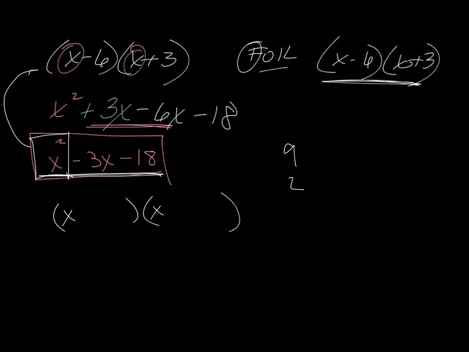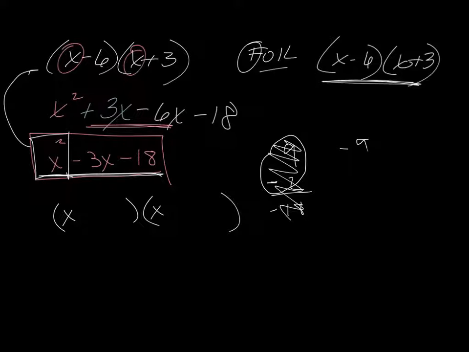Well, if I multiply 9 and 2, do I get negative 18? No, I get positive 18. So one of these has to be negative, so that when I multiply 9 times negative 2, I get negative 18. But when I add 9 and 2, do I get negative 3? No, I do not. I get 7. So that isn't going to work.